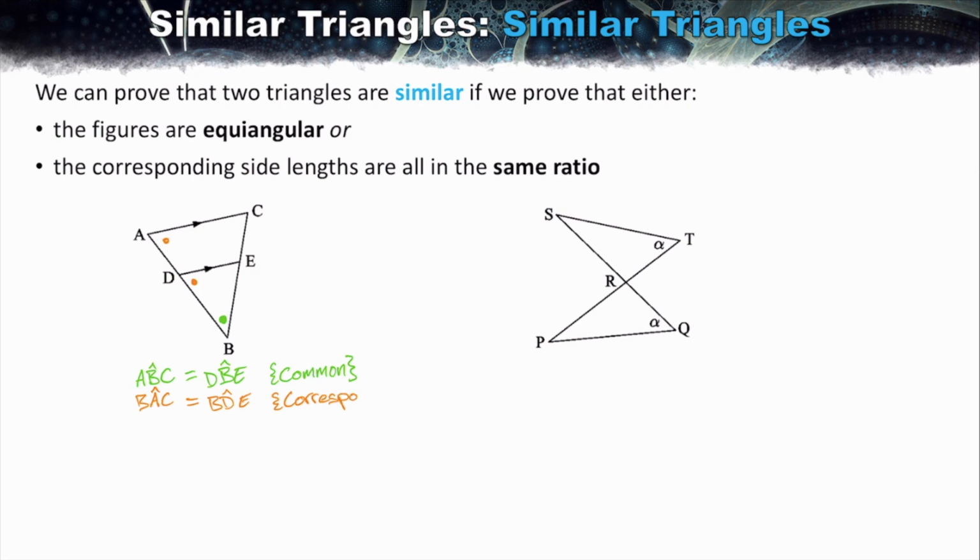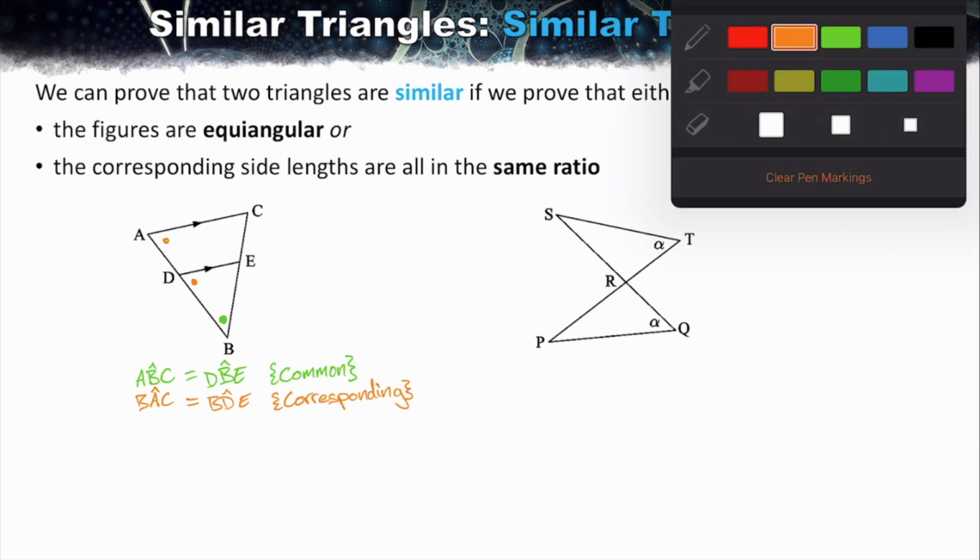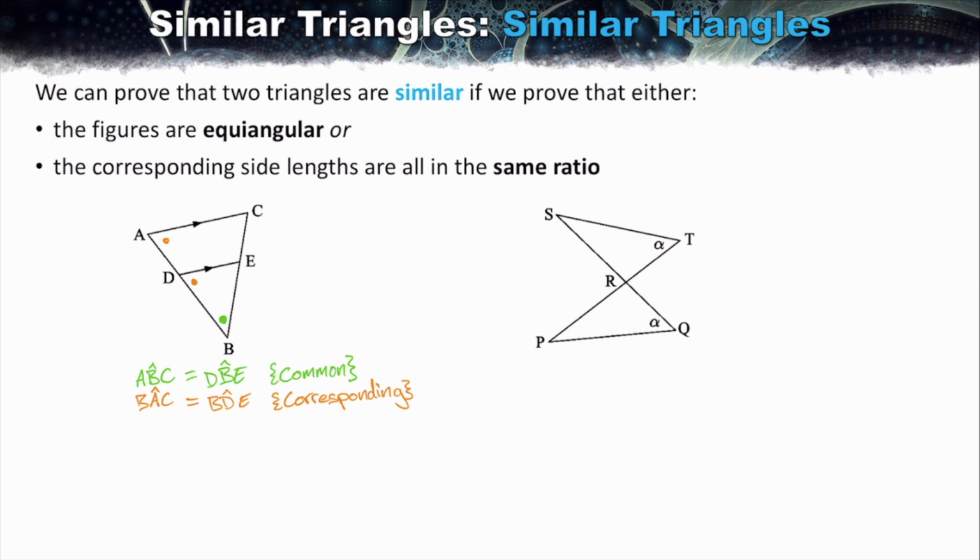Now, with triangles, we could go and prove that the third angle is also the same. We've got a couple of reasons we could use. They happen to be corresponding again, but because we know we're dealing with triangles, we can stop at this point and say, well, if two of the angles are the same, the third one has to be the same as well, because otherwise it's not going to add up to 180 degrees. So essentially at this point, we've proven enough to say that they are equiangular.